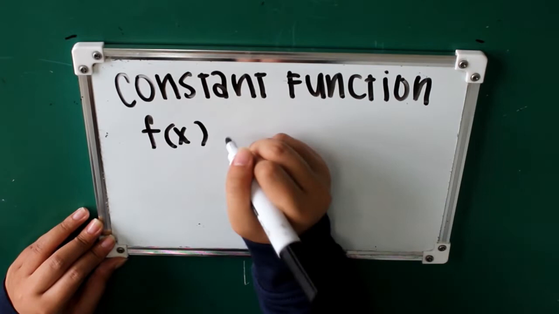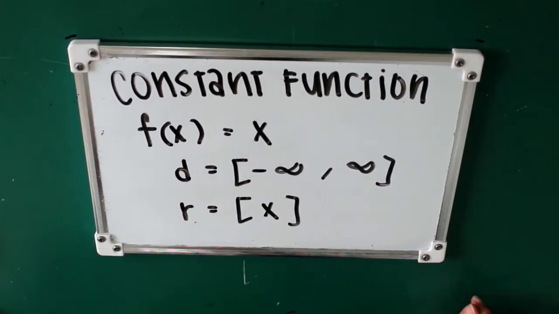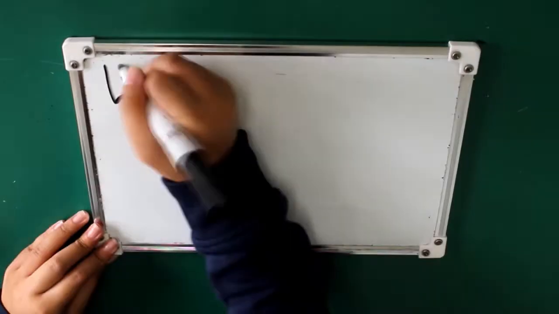First, the constant function. It is a function whose output or range value is the same for every input value. The domain of a constant function is always negative infinity to positive infinity.